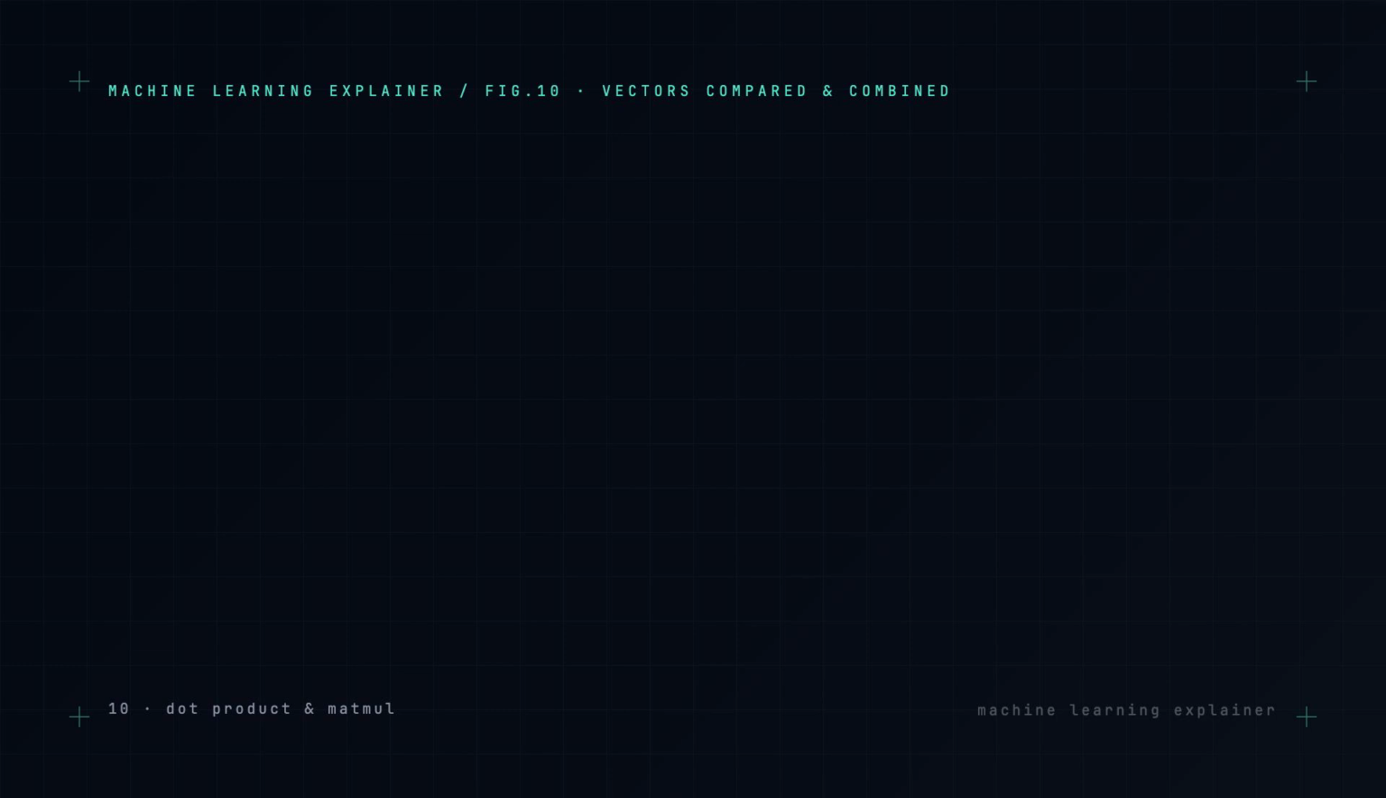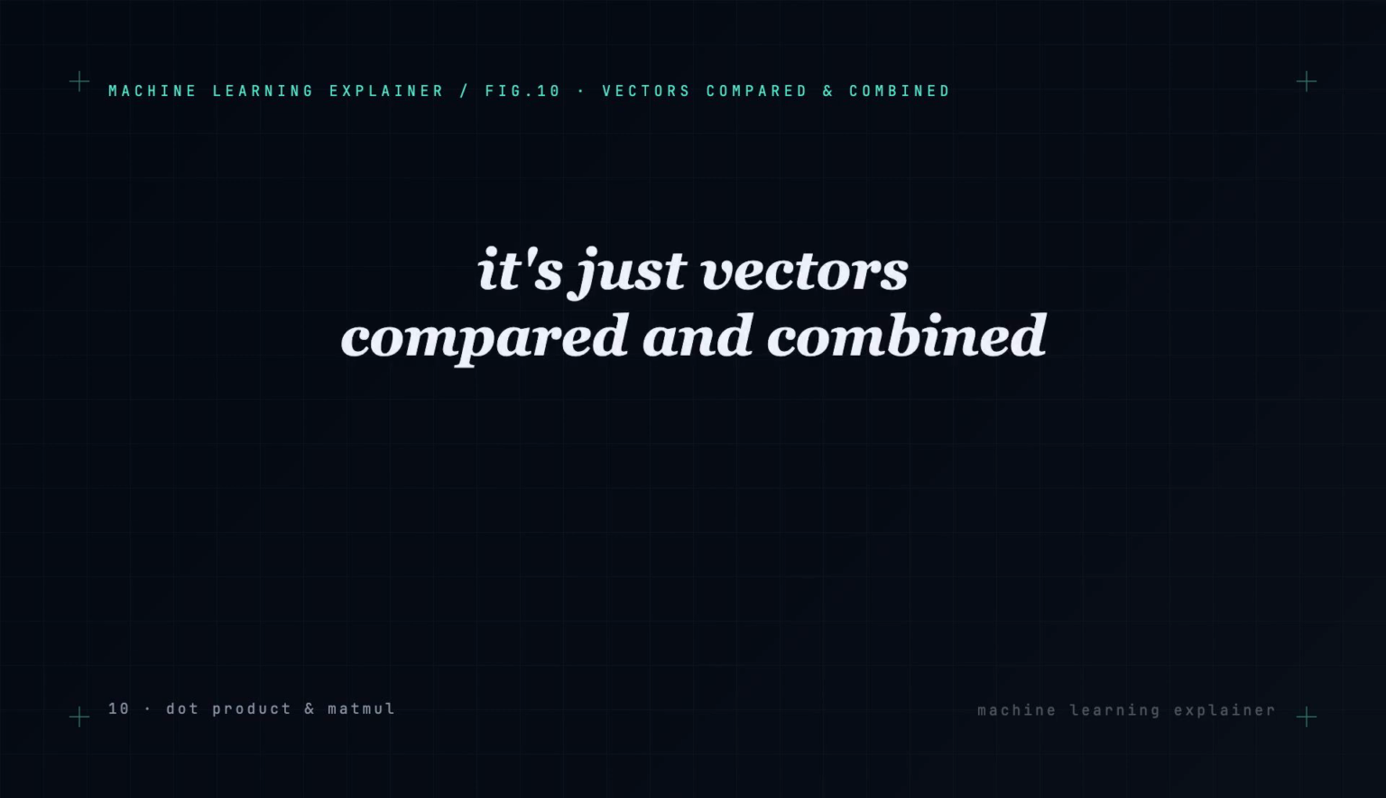That's the operation at the center of everything. The dot product measuring alignment assembled into matrix multiplication. Master this, and the inside of a neural network stops being mysterious. It's just vectors being compared and combined.